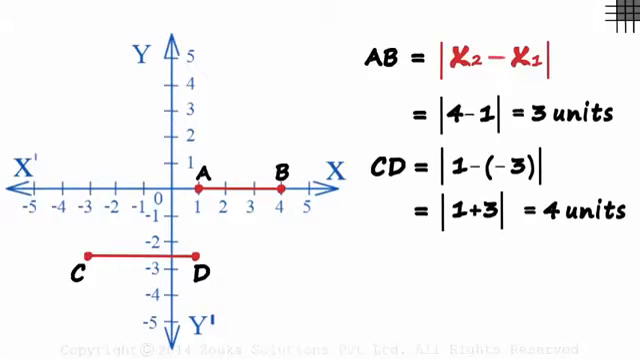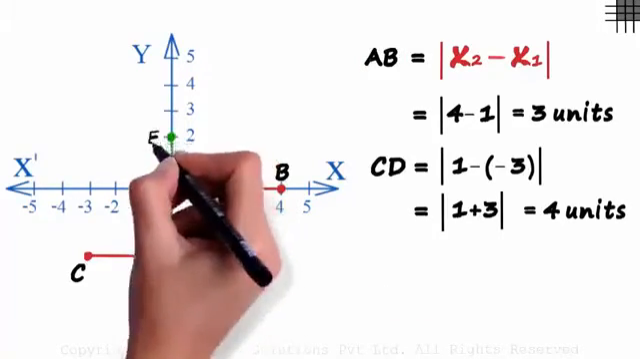Don't get confused seeing the absolute value sign. You would probably have guessed why we have it. In the case of AB, even if we subtract 4 from 1, we still get 3 units. The distance is always positive.